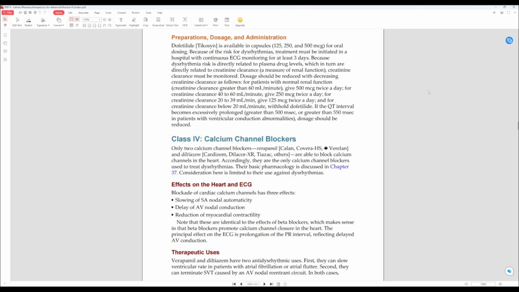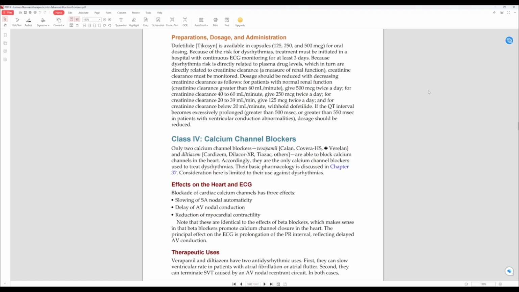Preparation, dosage and administration. Tikosyn is available in capsules for oral dosing. Because of the risk for dysrhythmias, treatment must be initiated in a hospital with continuous EKG monitoring for at least 3 days. Again, because dysrhythmia risk is related to plasma drug level, which in turn is directly related to the creatinine clearance, it must be monitored. Dosage should be reduced with decreasing creatinine clearance, as follows with patients with normal renal function.